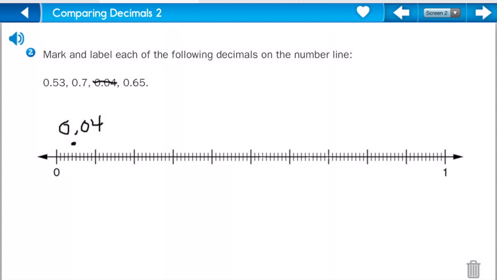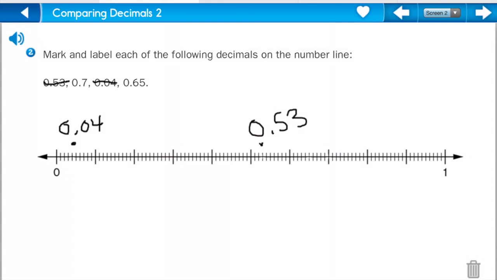Which one is the next smallest decimal? Yes, that's right, 0.53. So let's count over. 1, 2, 3, 4, 5. Now we got to count over 3 little spaces. 1, 2, 3. So let's put it right there. 0.53. Right, which one is the next smallest?